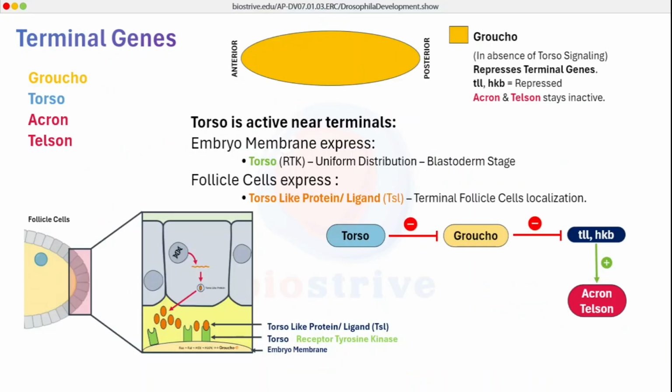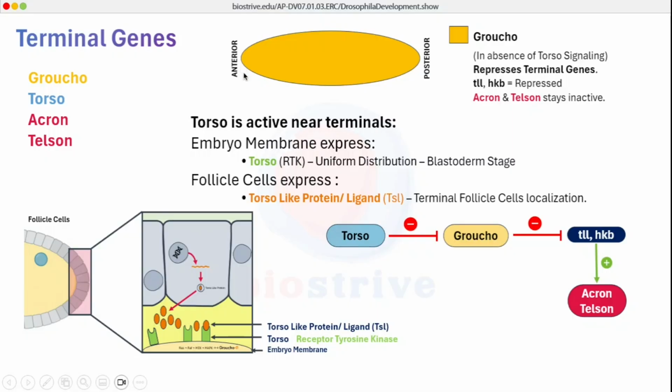Now we will talk about terminal gene effect, or the role of terminal genes. We have many terminal genes like Huckebein, tailless, Groucho, torso, acron, telson. But the main genes we will talk about here are acron and telson, because these will give us extremity structures like the head structures and tail structures.